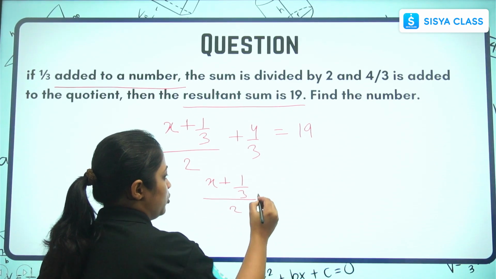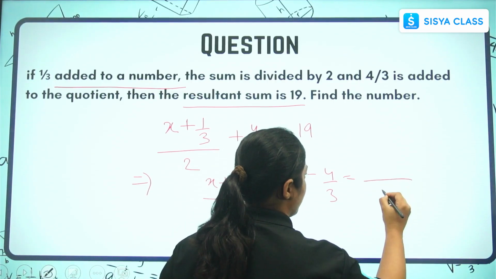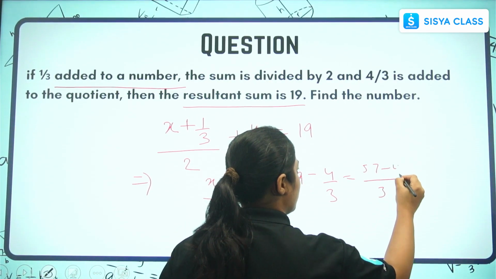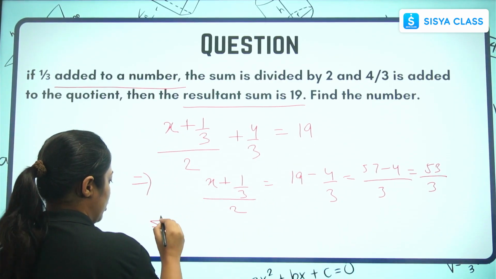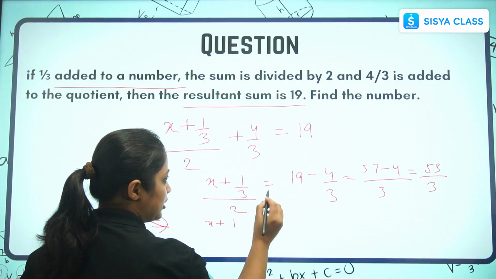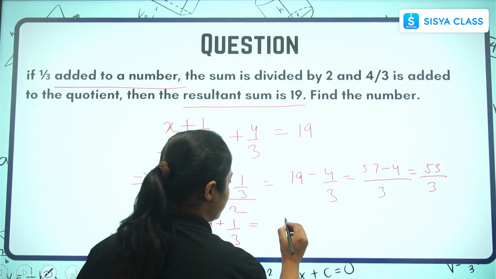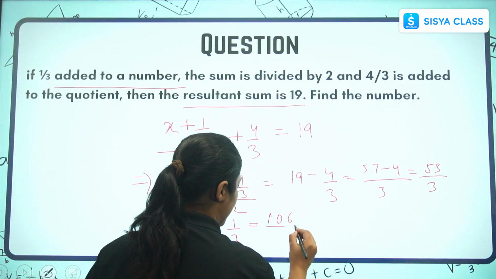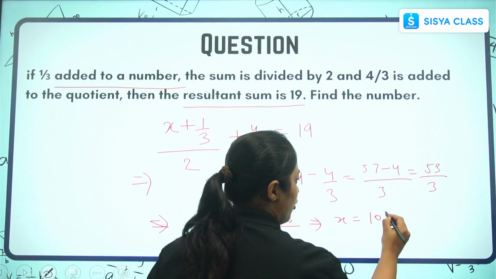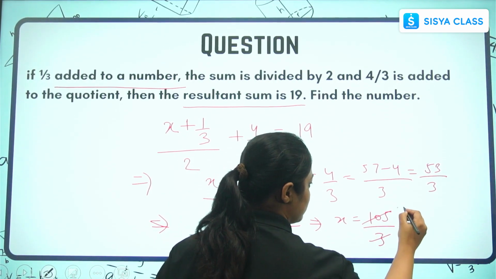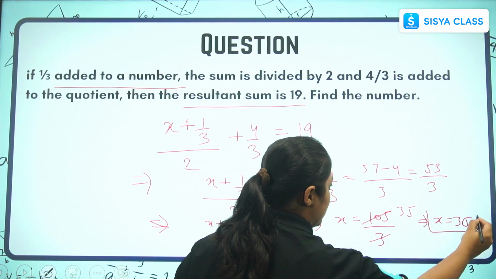It is divided by 2, minus 4 upon 3, right? So it will give you 53 upon 3, right? Now multiply this 2 with 53 upon 3. You will get 106 upon 3, right? And from here x equal to 105 upon 3. You will get x equal to 35. So this is the number.